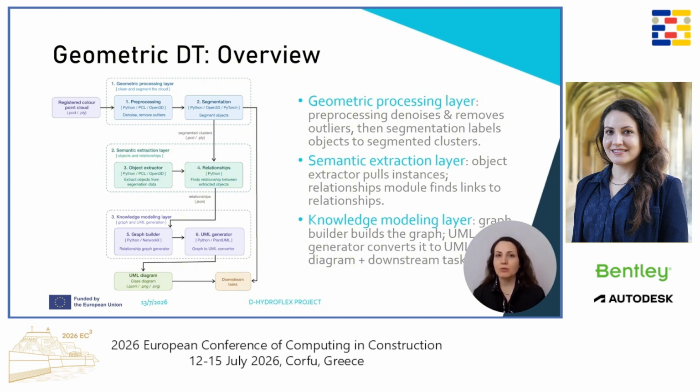Finally, we have the knowledge modeling layer, and the graph builder creates a relationship graph from the extracted information. After that, the UML generator converts the graph into a UML class diagram. This model can then support downstream applications such as BIM integration and analytics. In the next few slides, I'll explain each of these layers in more detail.